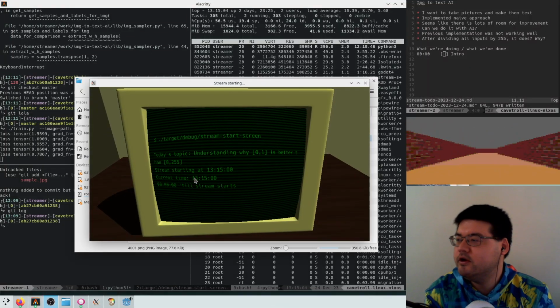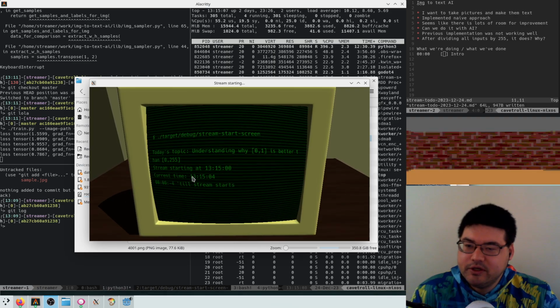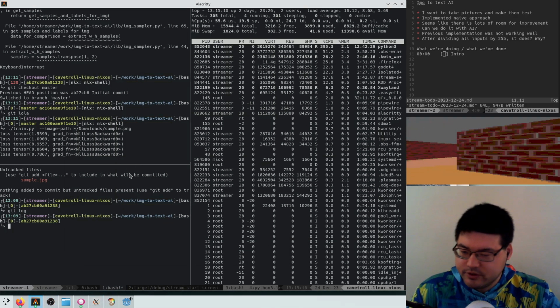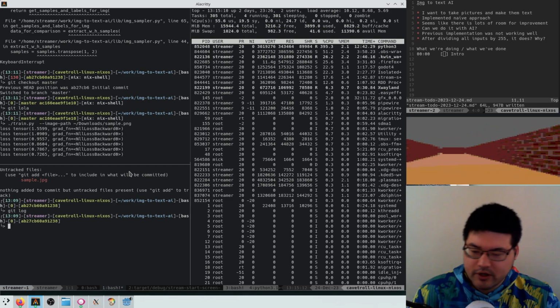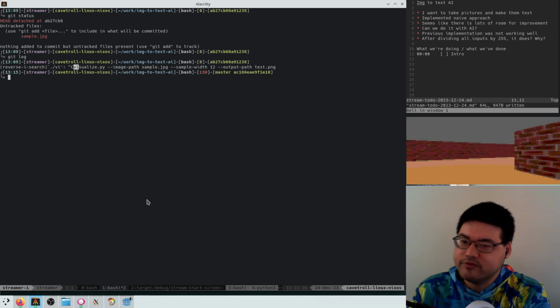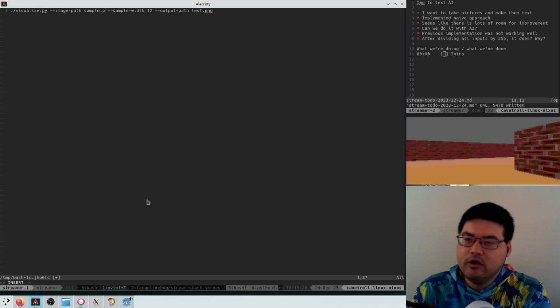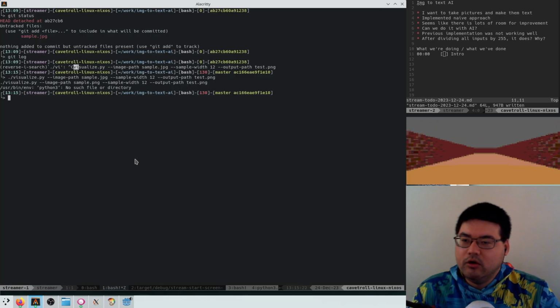Welcome back. Today we're working on my image to text AI. So the idea is we want to take some form of input, like a picture of some sort, and turn it into ASCII. So let's say, hold on.